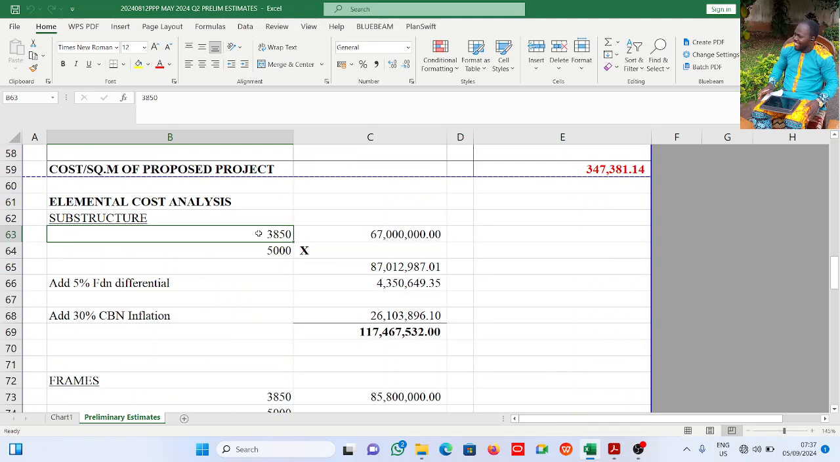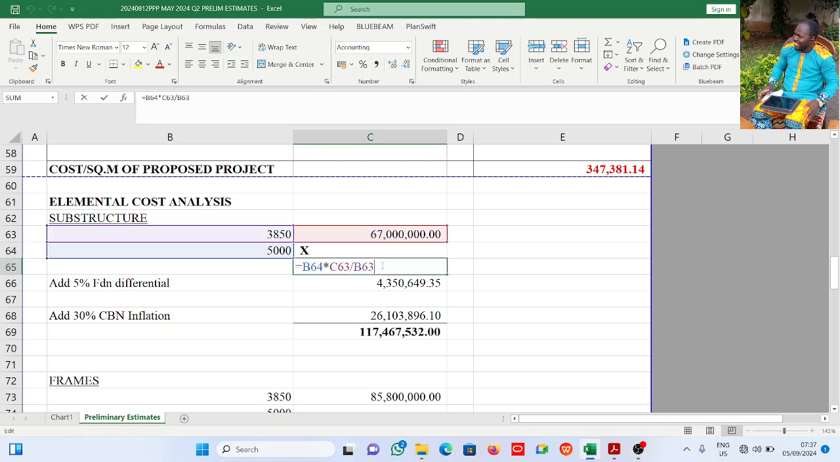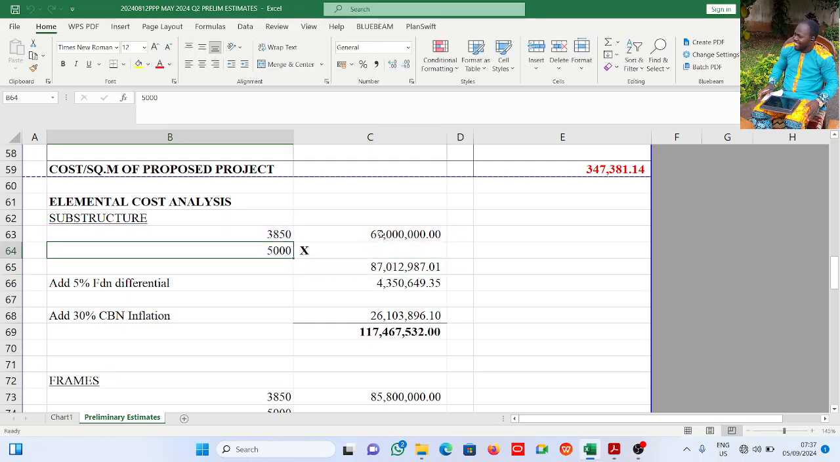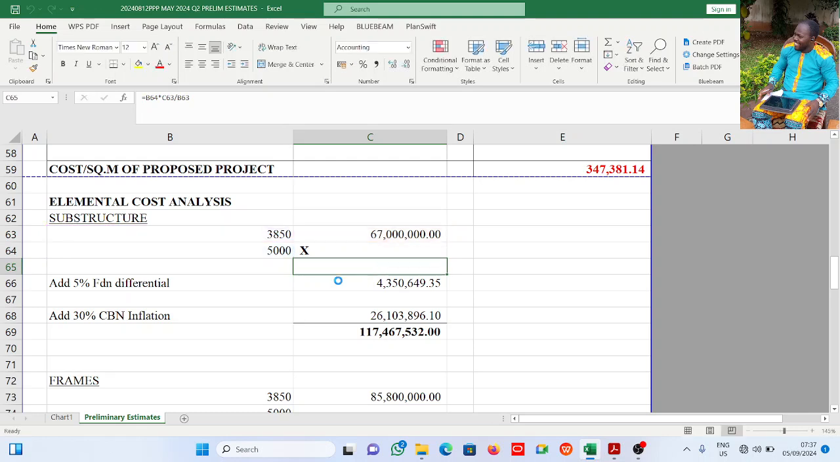3,850 gross floor area houses or has a substructure of 67 million. What will 5,000 square meters give us? I just prorated, I cross multiplied: this multiplied by this, divided by this. Now this gives me this. Now see what it is. This is equal to here.